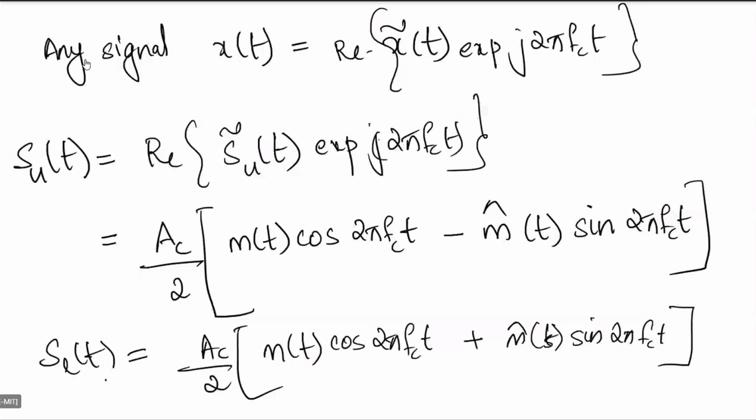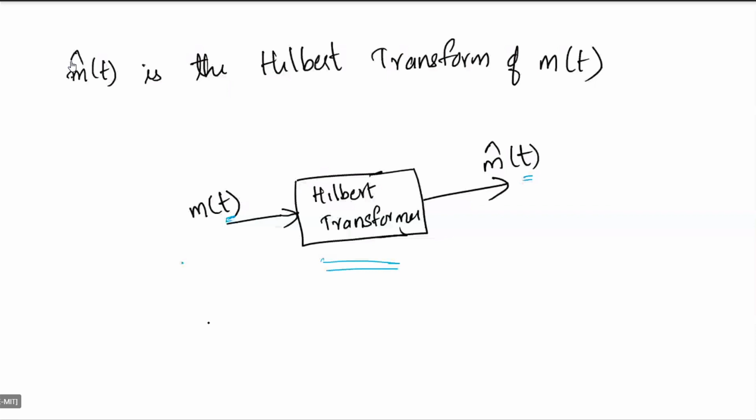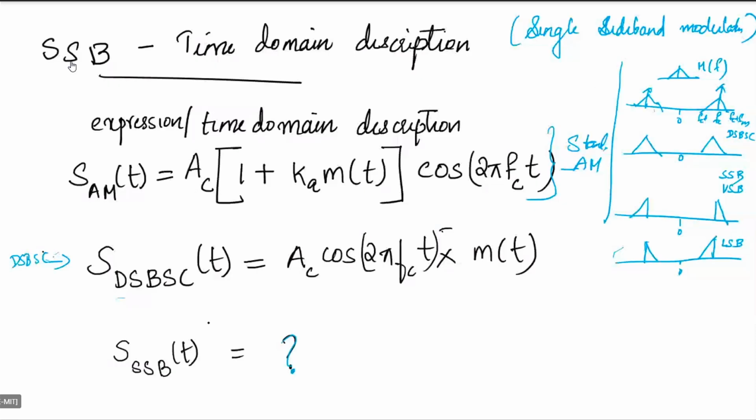So this will be the lower sideband. This is how the time domain description of the SSB signal is a bit complex, and to arrive at it, we have to go through the complex representation. But finally, it is just the time domain description. Why we did all these things is just to find out the time domain description of this SSB signal.